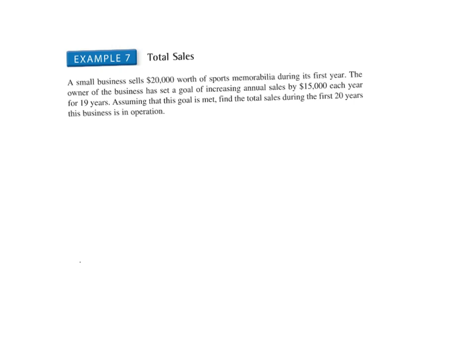So what I want to remind you of is a few key pieces of info. a1 is 20,000, okay? They're saying that the owner of the business has a goal of increasing sales by 15,000 each year for 19 years. So that means for 19 years after, which means it's going to give you your 20 years. So that is d. They want to increase by 15,000. Now, it says find the total sales during the first 20 years they are open. So because they're saying total, they actually want the sum.